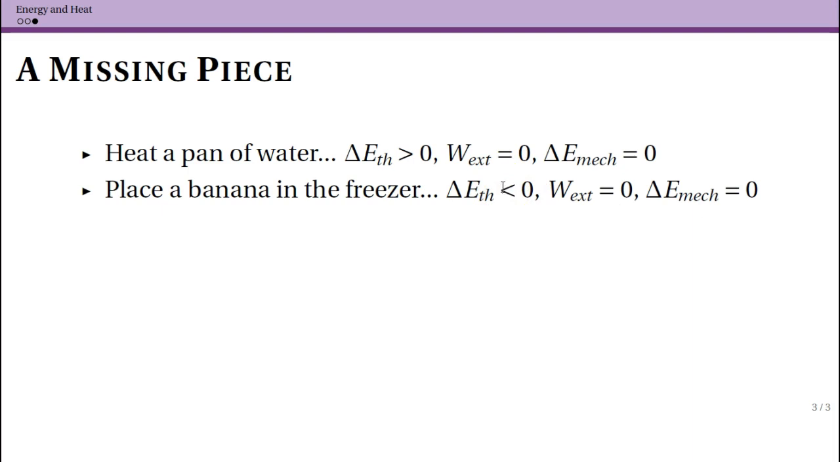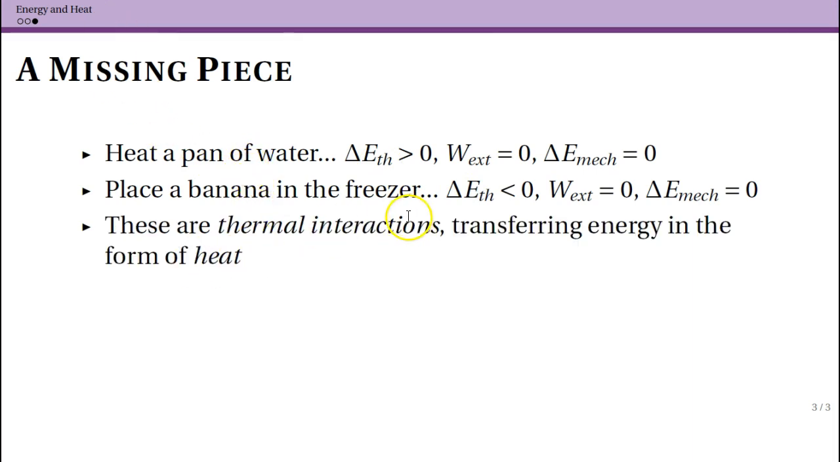So we know that if we want to talk about thermal energy being related to temperature, we have to account for these situations that are thermal interactions, which are transferring energy in the form of heat, where either we have made our system increase in temperature or decrease in temperature. So we say that we've either transferred heat into our system or away from our system. But this clearly is different from what we've been talking about so far.